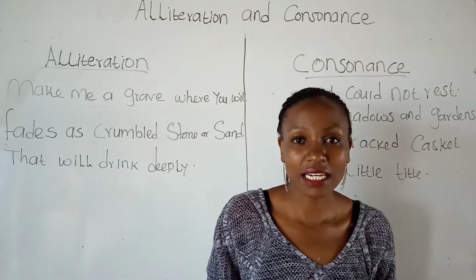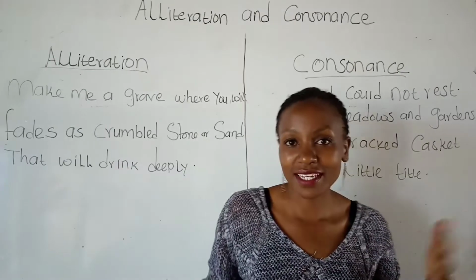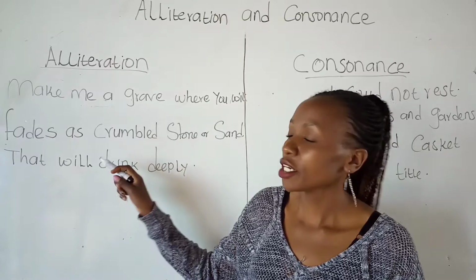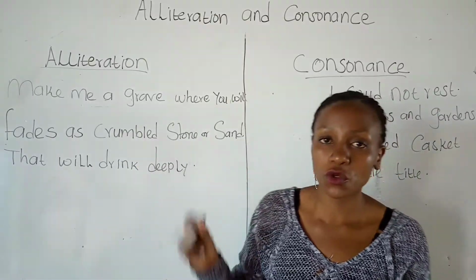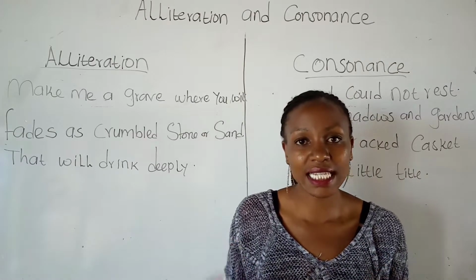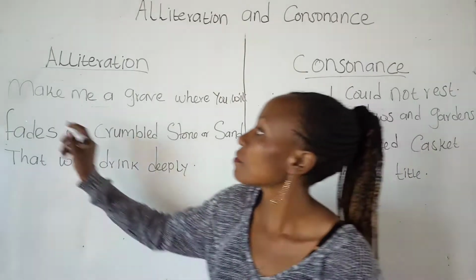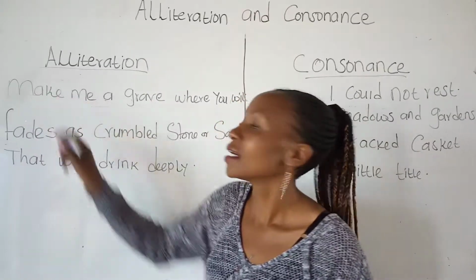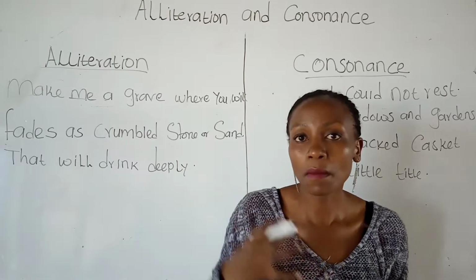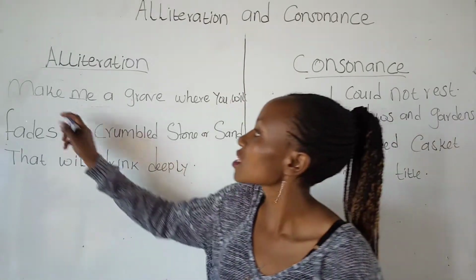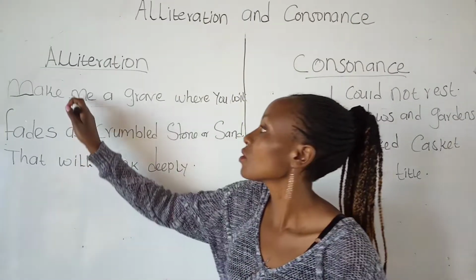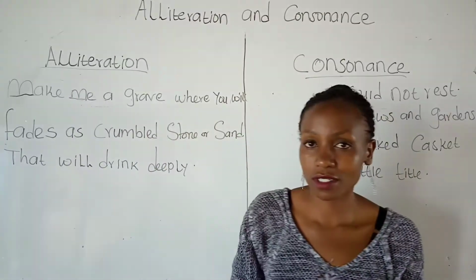These are some of the examples of alliteration on the board. I picked the lines from different poems. So the first line, "Make me a grave where you will." Do we have a similar initial consonant sound? Yes, we have "make," the m, and we have "me." Make, me. So this qualifies to be alliteration. You can underline the first sound and the second sound.